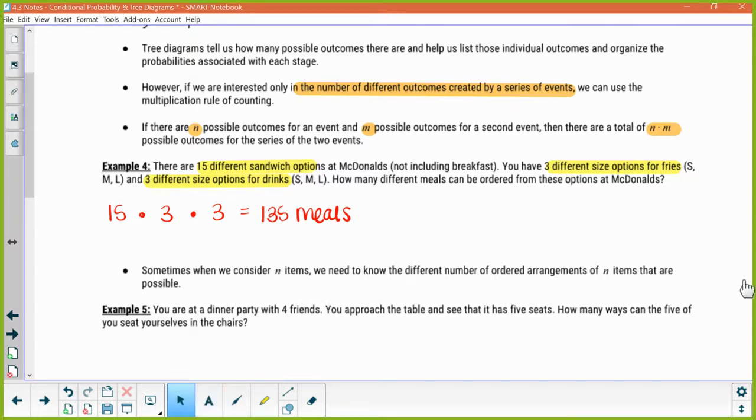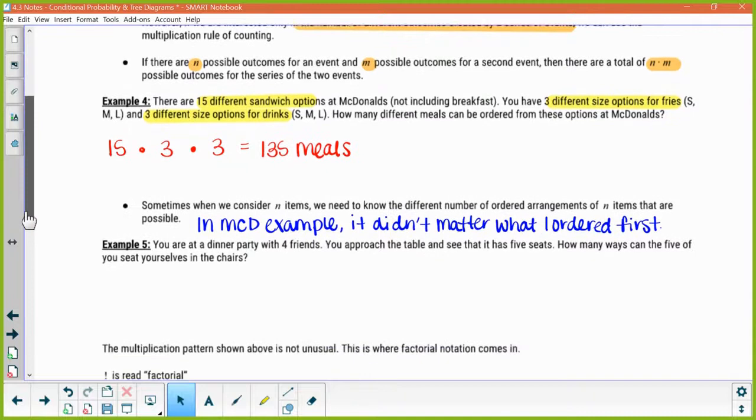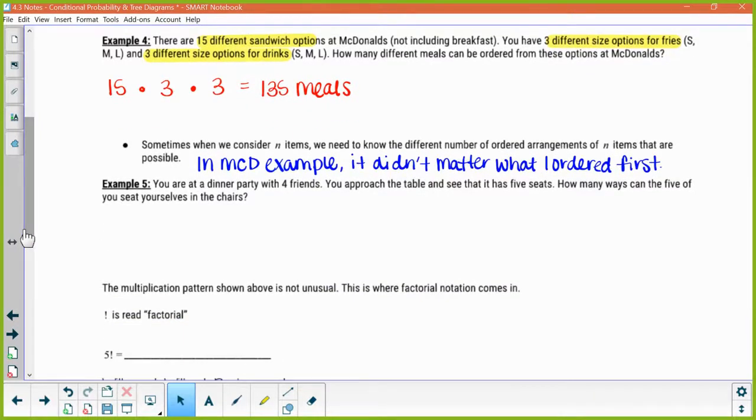And sometimes we consider items where the order of arrangements is important. So in McDonald's example, it did not matter what I ordered first. I was still going to end up with the same collection of things. However, sometimes your outcomes change based on what you select. So a common example that often comes up is you're at a dinner party with 4 friends. So there's 5 of you total. You approach the table and you see that it has 5 seats. So how many ways can the 5 of you seat yourselves in the chairs?